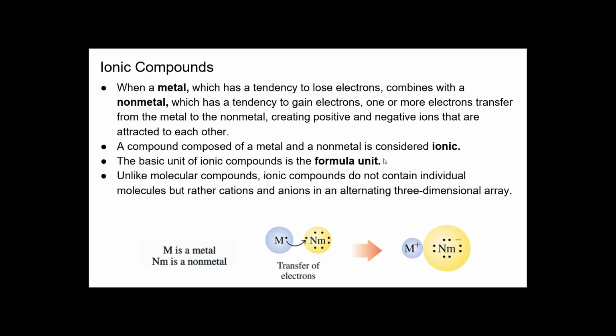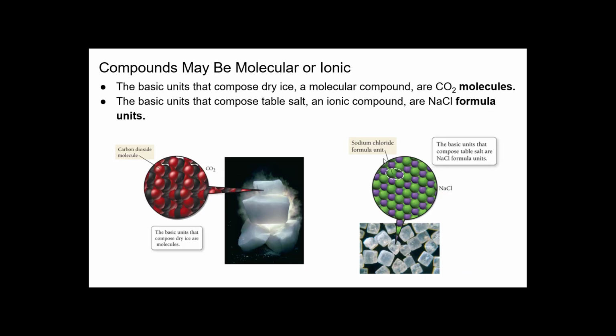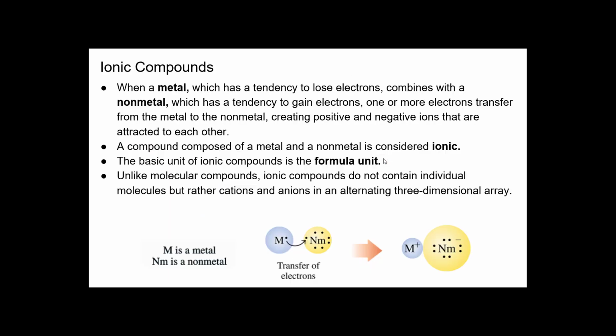Unlike molecular compounds, ionic compounds do not contain individual molecules, but rather cations and anions in an alternating three-dimensional array. That's what we're talking about, that lattice structure here. So instead of counting all of those millions and millions of atoms and dealing with scientific numbers, we simply look at what it's made of and leave it at that. Here's an example. This could very well be sodium chloride.